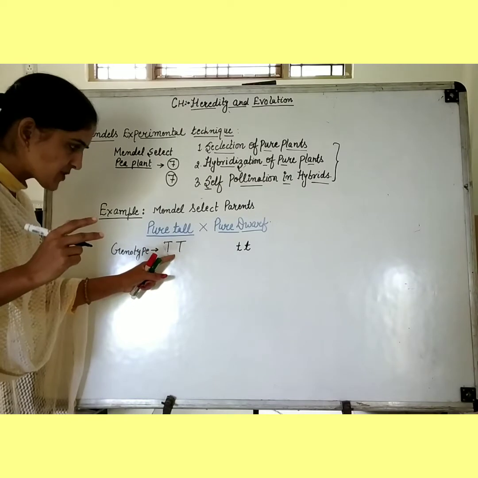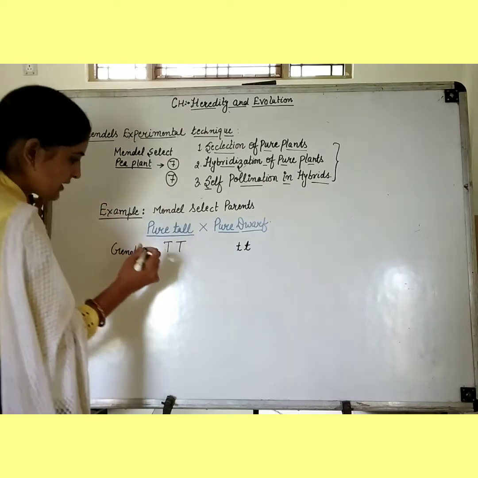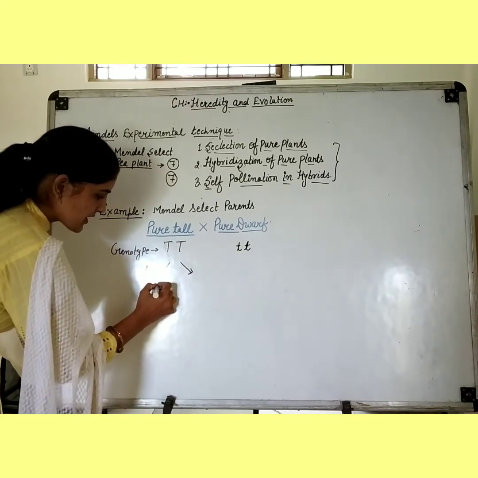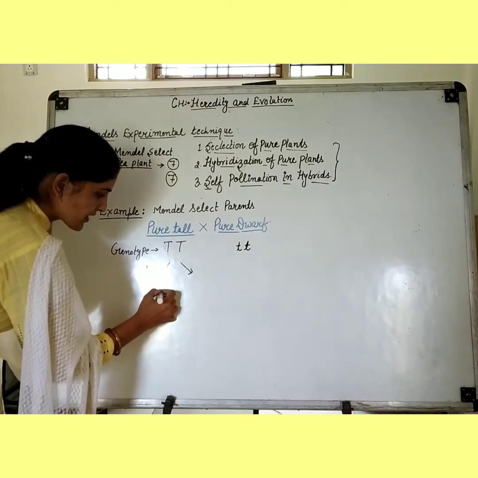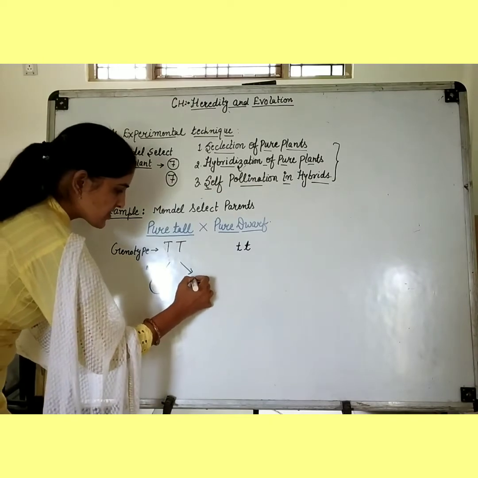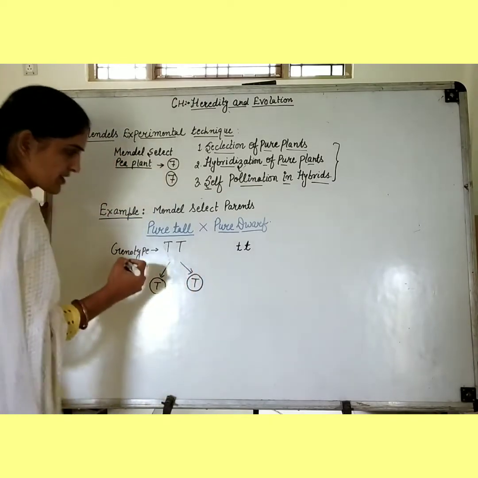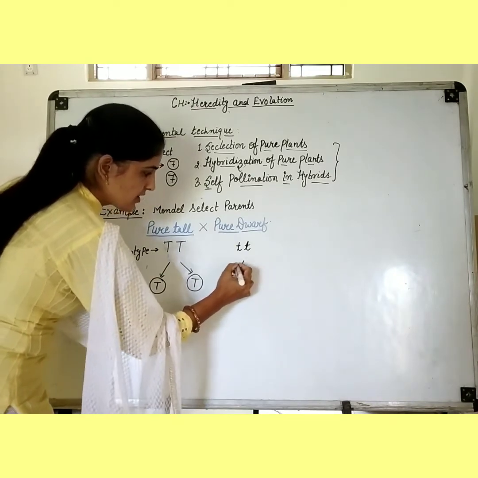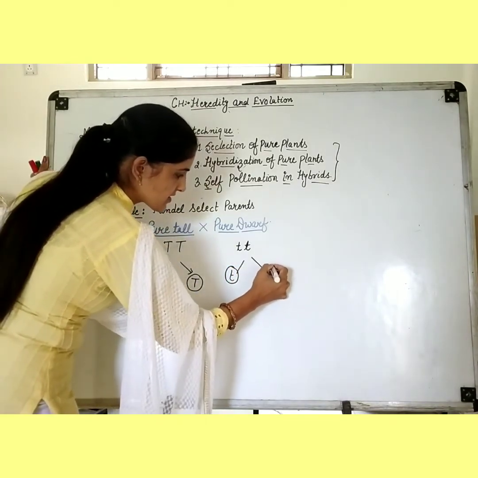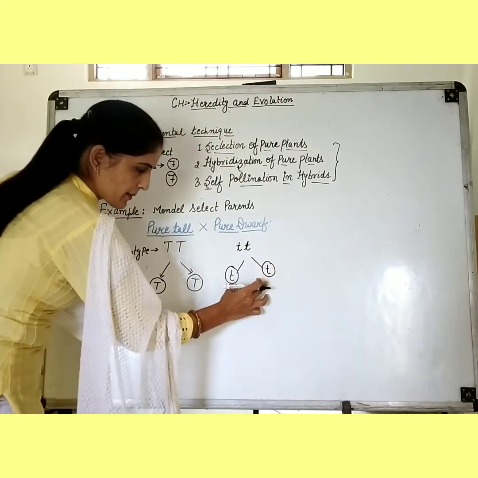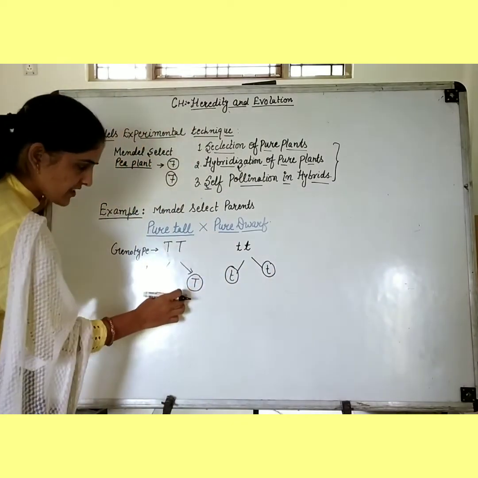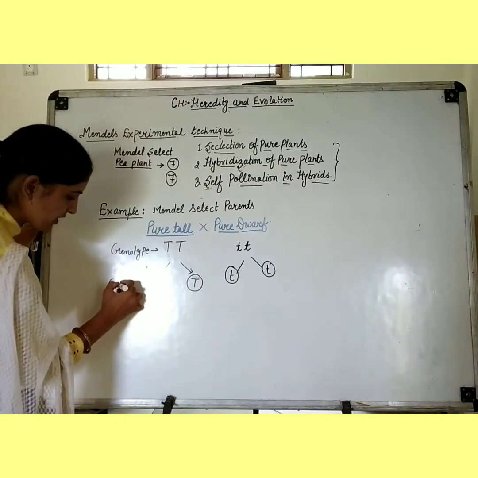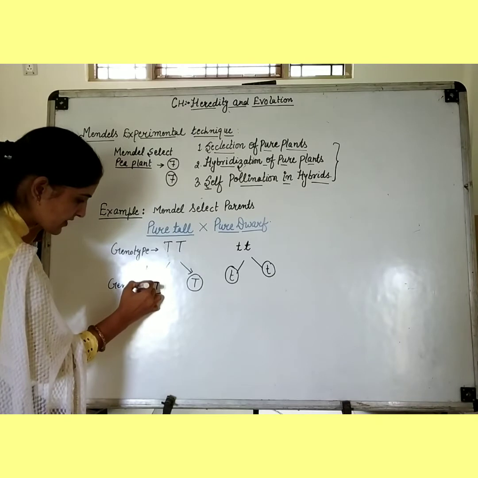When this parent forms the gametes, they are haploid. One T comes in one gamete, another T is transferred to the other gamete. Here also the gametes that form, one T is formed in this and the other T in this. These are the gametes of the dwarf parent. These are the gametes of the tall parent. We can write the gametes here.